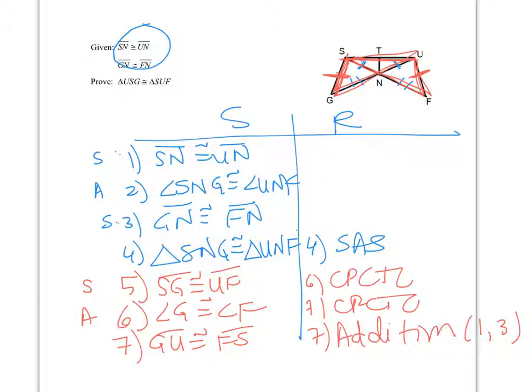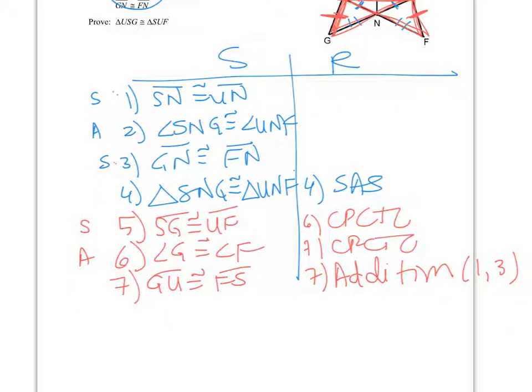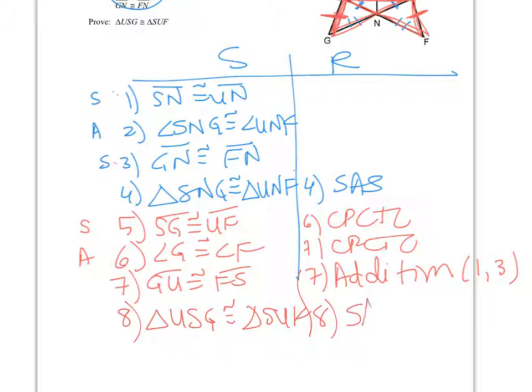Step 8 is that triangle USG is congruent to triangle SUF, and that is by side angle side, which is how I chose to do it. But again, you could have easily chosen to do it by side, side, side using the reflexive.